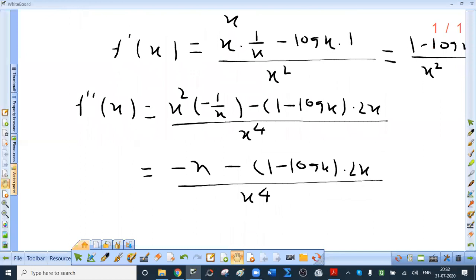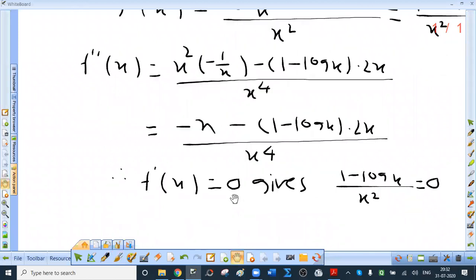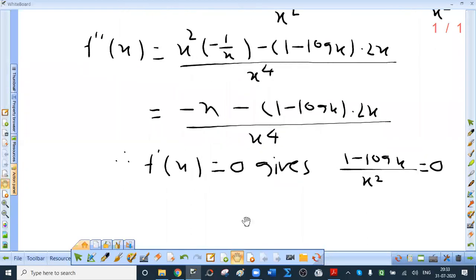Find out f dash of x equal to 0. So f dash of x equal to 0 gives 1 minus log x upon x square equal to 0. That is, 1 minus log x is 0, and I have kept 1 minus log x as it is, because when we find the derivative, we will just say this is 0. That's it.